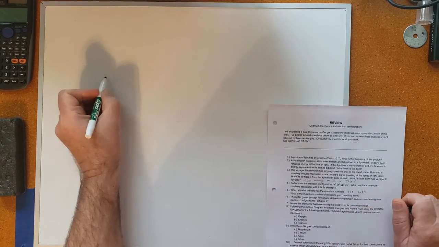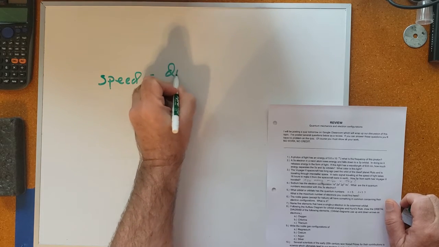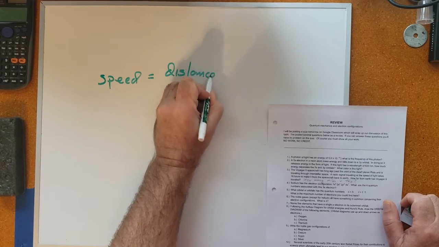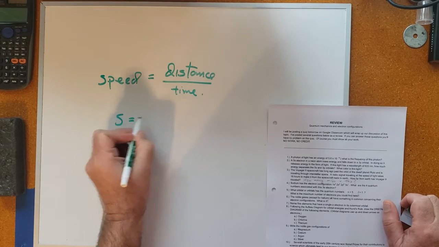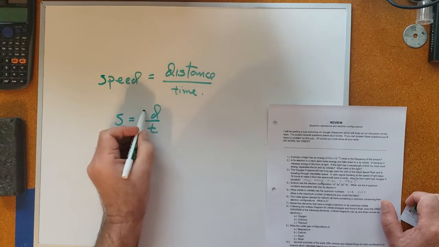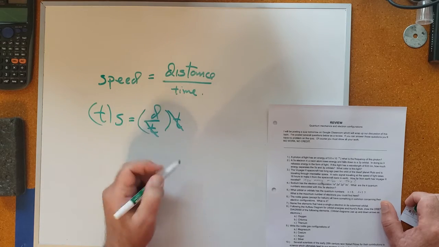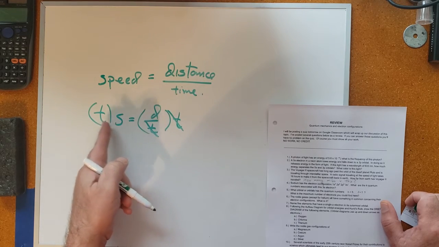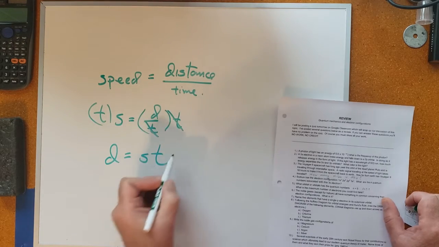Okay, so we want to solve for distance. Right now, you may recall this relationship. Speed is distance over time, or S is equal to D over T. Right, we want to solve for distance, so if we multiply both sides by T, T cancels on this side, and we get distance is equal to speed times time. Distance is speed times time.